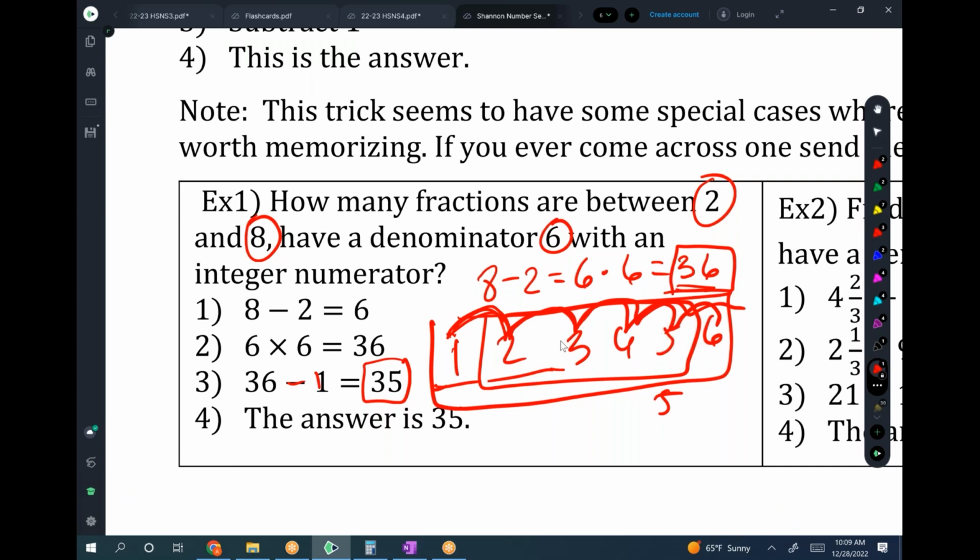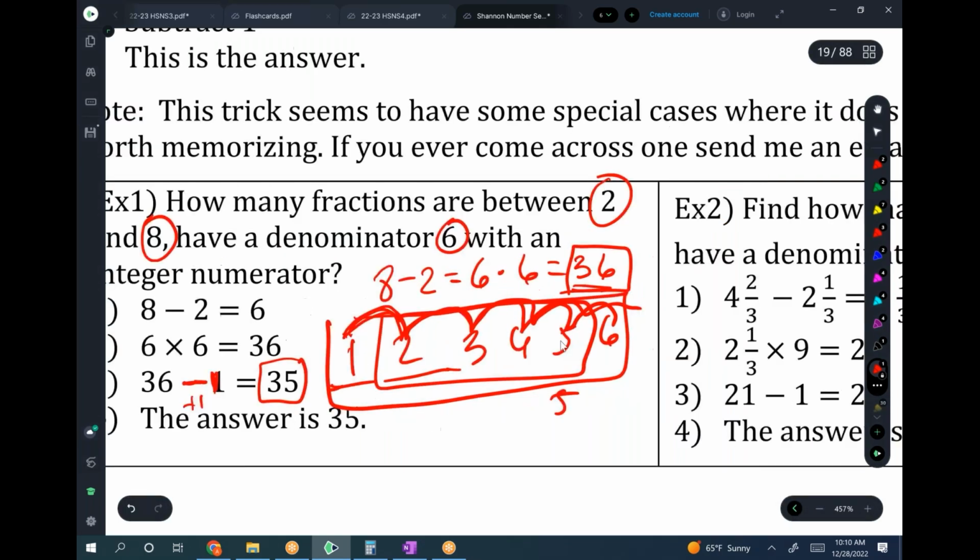Now, incidentally, if they say inclusive, which means between 2 and 8 inclusive, so 2 and 8 do work, you would add 1. I don't think I've ever seen that on a test, but if they did ask how many fractions including 2 and 8 have a denominator of 6, then you would add 1. But typically we subtract 1 for between, right?